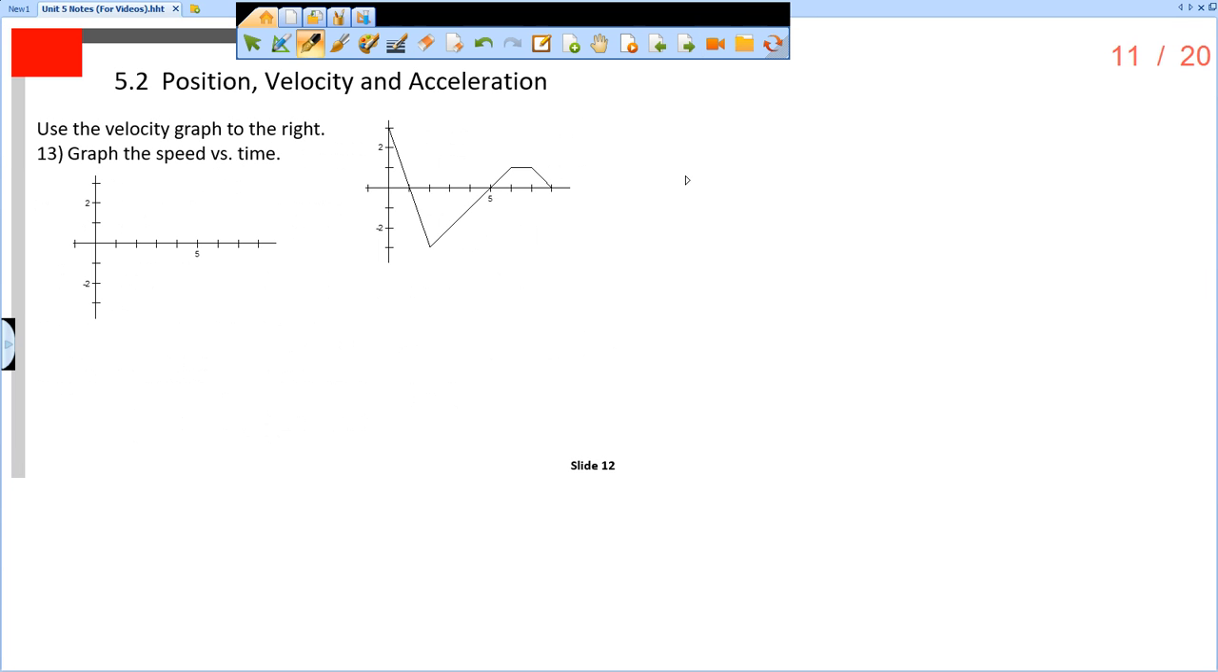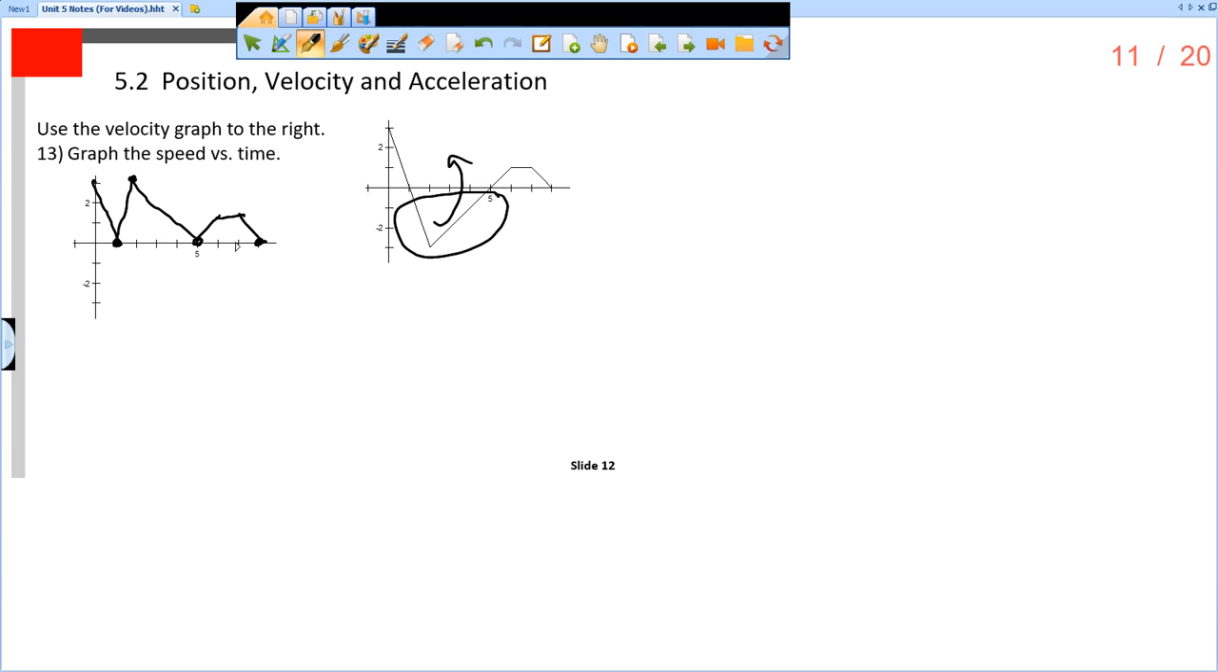Moving on. Use the velocity graph to the right, graph speed versus time. Remember, the speed is just the absolute value of velocity. So any part of velocity that is negative just needs to get flipped up. So speed retains the part that's positive, and then the negative part just gets flipped up above the x-axis, and then the other parts still remain.